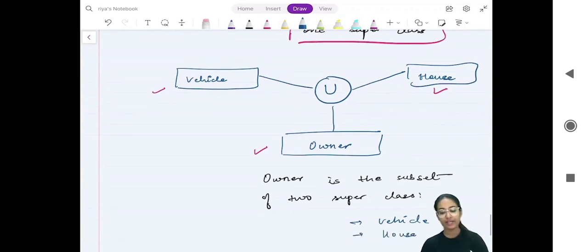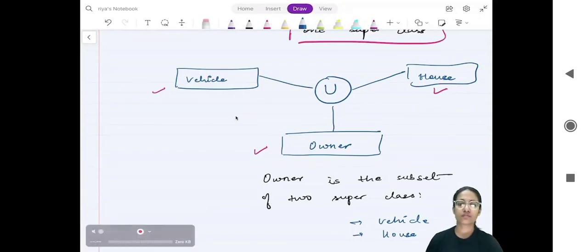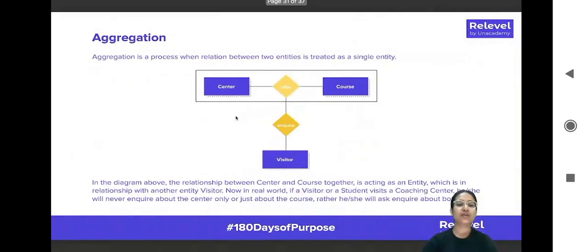Right? A vehicle and a house both belong to the owner. Okay. Last, we'll talk about aggregation. Now, aggregation is the process when a relation between two entities is treated as a single entity. So, you have two entities, you have a relationship, and all of it together is known as one entity.